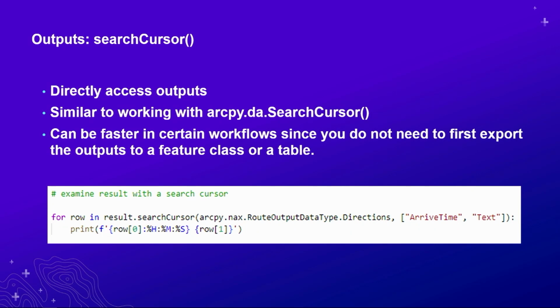The searchCursor method on the result object can be used to directly access the outputs. It's very useful if you only care about a couple of output fields. For example, in an OD cost matrix analysis, maybe you just need the travel time between each origin and destination, and you're going to post-process that into some other format. You don't need to write the entire results table to disk just to get that one field. searchCursor is a method on the solver result object, and you can choose which fields to access, and then iterate over the results. It's not the same as the arcpy.da.searchCursor method, but it's very similar.